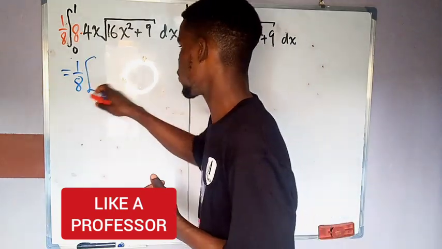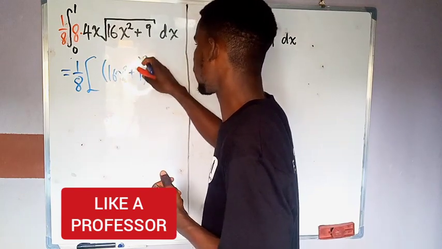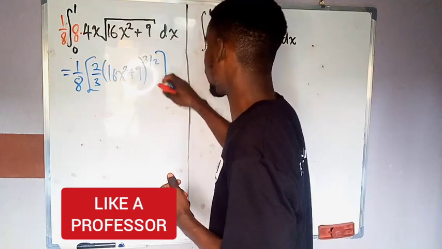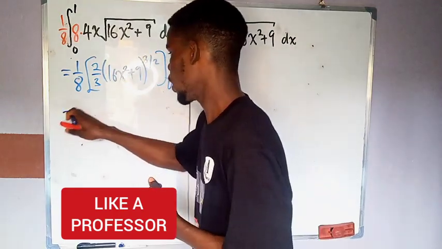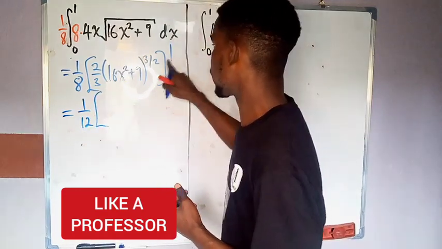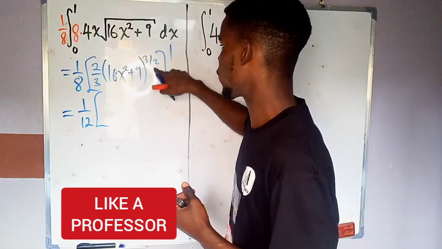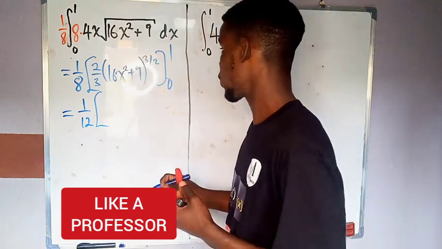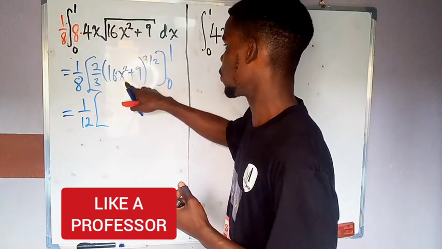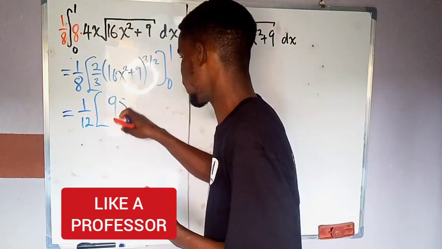So we integrate this, that means we are going to have 16x squared plus 9 raised to the power of 3 halves, and then we multiply that by 2/3, and then we take this from 0 up to 1. You notice that this right here is just 1 over 12. When we substitute 1 in place of x, this is going to be 25 raised to the power of 3 halves, which is the same thing as 125, minus, when we substitute 0, that is 27. So 125 minus 27 will just give us 98.